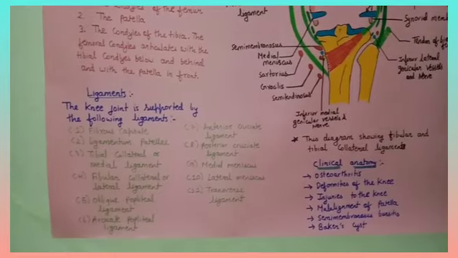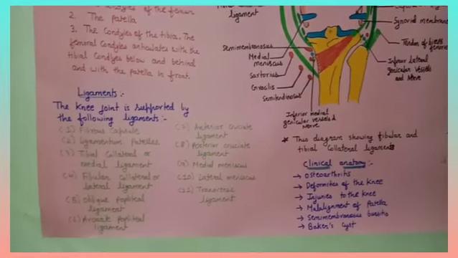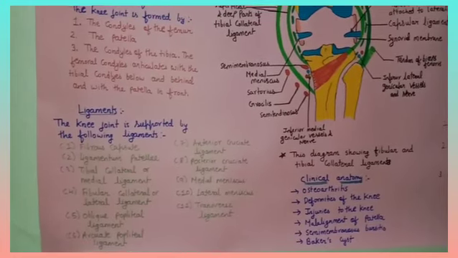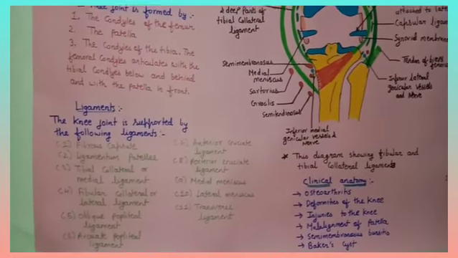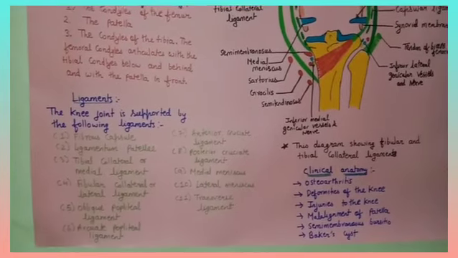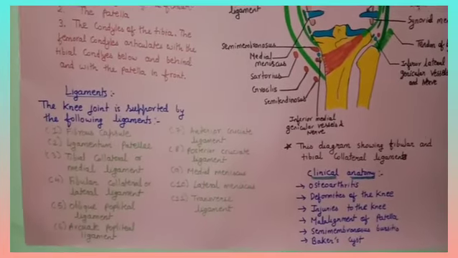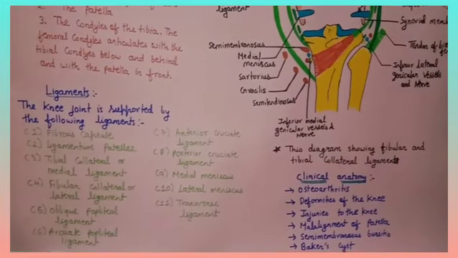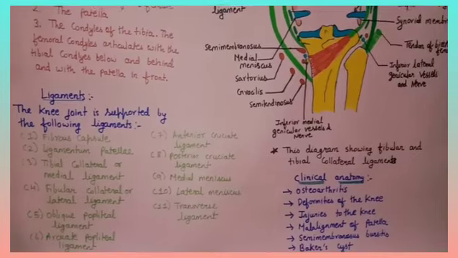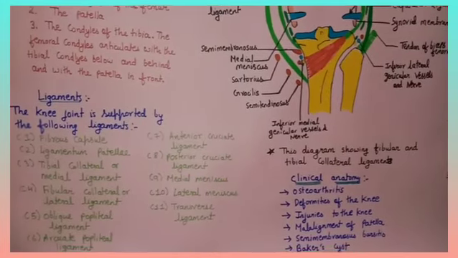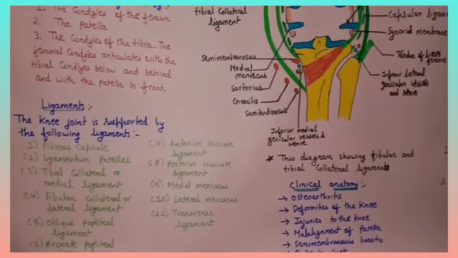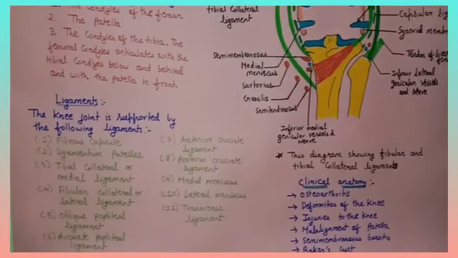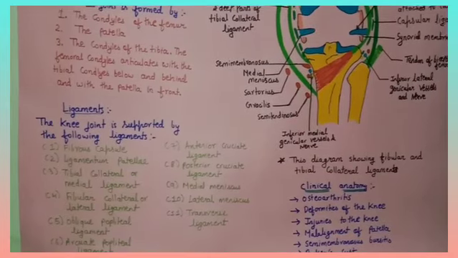Now, cruciate ligaments. There are two types of cruciate ligaments, anterior cruciate ligament and posterior cruciate ligament. They are very thick and strong fibrous bands and act as direct bond of union between tibia and femur, and they maintain anterior-posterior stability of the knee joint. Anterior cruciate ligament begins from anterior part of intercondylar area of tibia, runs upward, backward and laterally and is attached to the posterior part of medial surface of lateral condyle of femur.